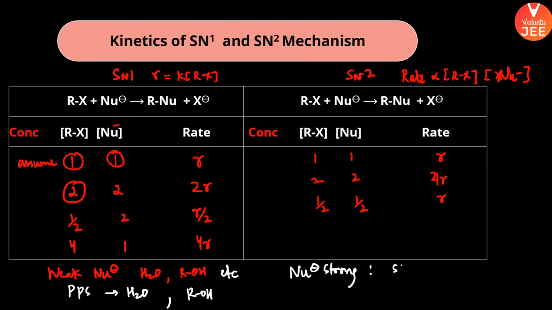Like SH minus, CN minus, I minus, N3 minus, azide ion, right? N3 minus. You can have also, etc. More examples are there. RS minus, okay? Similarly, EtO minus, strong nucleophile, okay? RO minus, in general, RO minus. And it happens in the presence of a polar aprotic solvent like DMSO or DMF, okay?